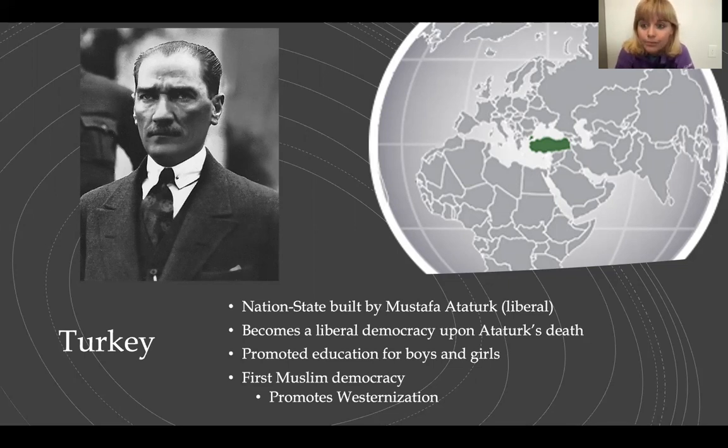Now, he is a liberal. He wants Turkey to be a liberal democracy. He wants to promote education for men and women. He's interested in making Turkey, this Muslim state, very similar to the West, very similar to the United States, Great Britain, France, all that stuff. The problem is that right after the Ottoman Empire collapses, he understands that in order to drive this nation state to be one thing, he has to be kind of a dictator.